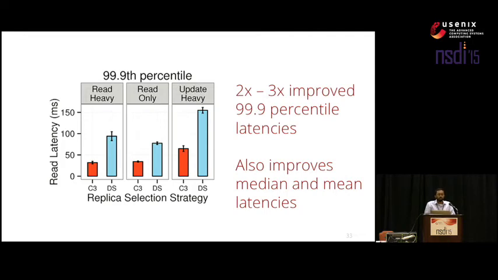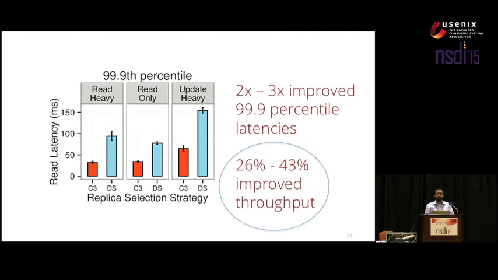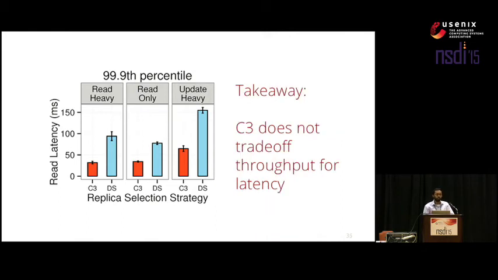Not only that, C3 also improves the median and the mean latencies, so we're not really trading off the median for the tail here. And most importantly, C3 also improves the read throughput by between 26 and 43% in these experiments. And this is one of the most important takeaways of the system, that C3 does not trade off throughput, does not expose a fundamental trade-off between throughput and latency. And in fact, by making better use of the combined capacities of all the servers available in a replica group, C3 not only improves throughput, but also latency at the same time.